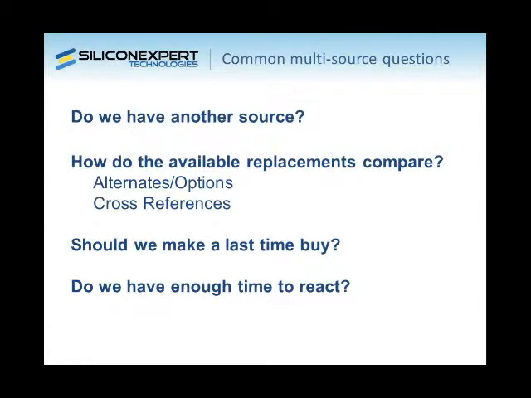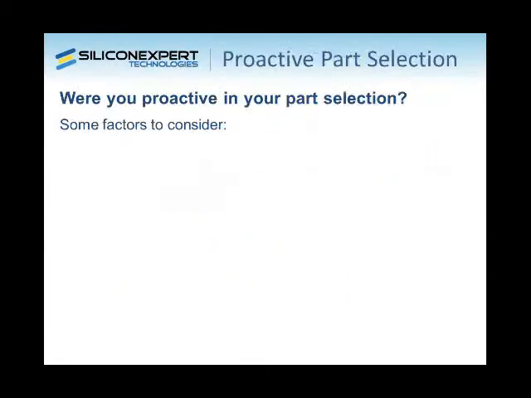The next thing that we're going to look at is, should I make a last time buy? If a part doesn't have any alternates available, perhaps we need to make a last time buy, and where am I going to do that? Which distributors carry inventory? How much does that cost? How much inventory is there? These are the types of questions. And then do we have enough time to react? If I need to redesign a product in order to accept another component, in order to choose a cross, do I have the time to do that, or do I need to make a last time buy? Or do I need to go to the gray market?